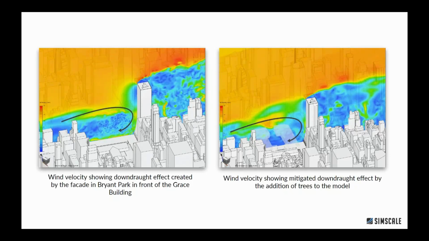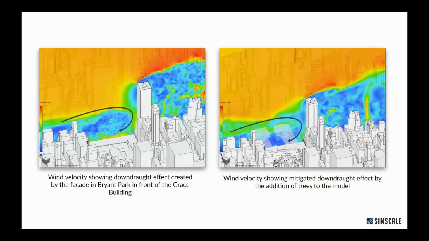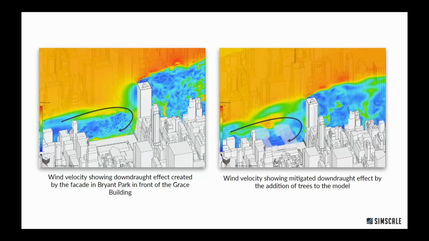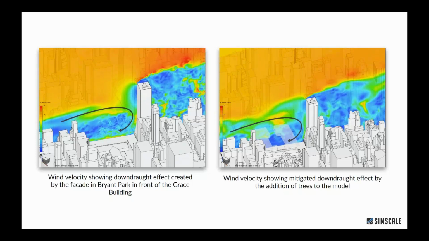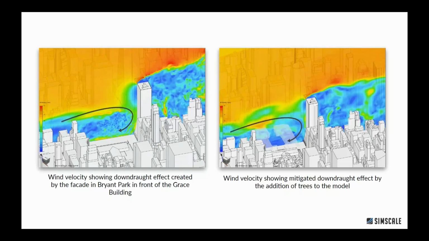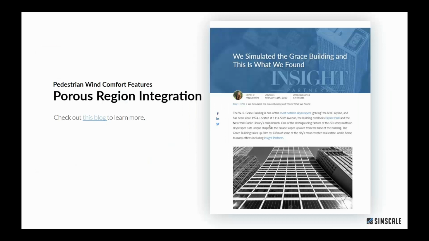So I think more content will also come when it's about implementing trees for wind comfort. It's a really nice way to mitigate the effects of uncomfortable situations where the wind is involved. Definitely. And if you do want to read more about this, you can look at our case for the Grace building and what we found. It was very, very interesting.